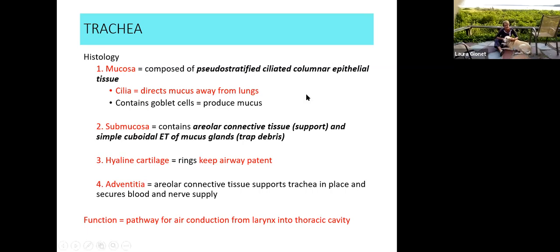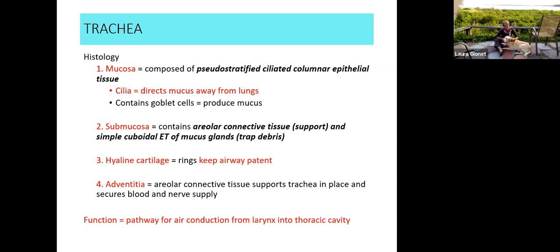These cilia are designed to beat upward in a singular direction, so that as the mucus traps dust and particles, it doesn't become overweighted and sink down into your lungs. It is mobilized to an area of the pharynx where you can cough it up or spit it up, and more likely it will just be brought up through the larynx as far as it can to be swallowed. Essentially, it'll move into the esophagus. Okay, the submucosa contains areolar connective tissue for support and simple cuboidal epithelial tissue that forms the mucus glands, and that mucus traps debris.